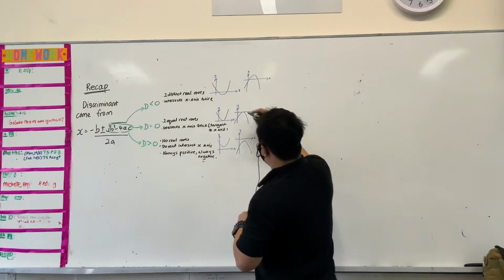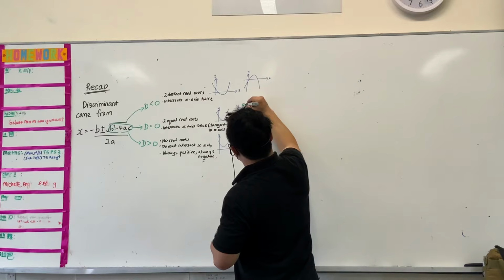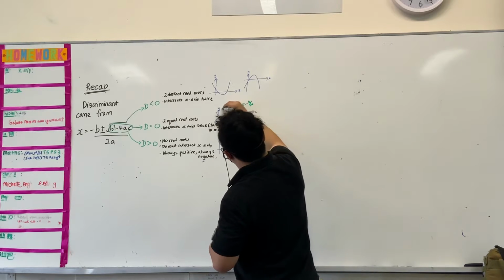And it also turns out it's the line of symmetry. Remember, x equals negative b over 2a.